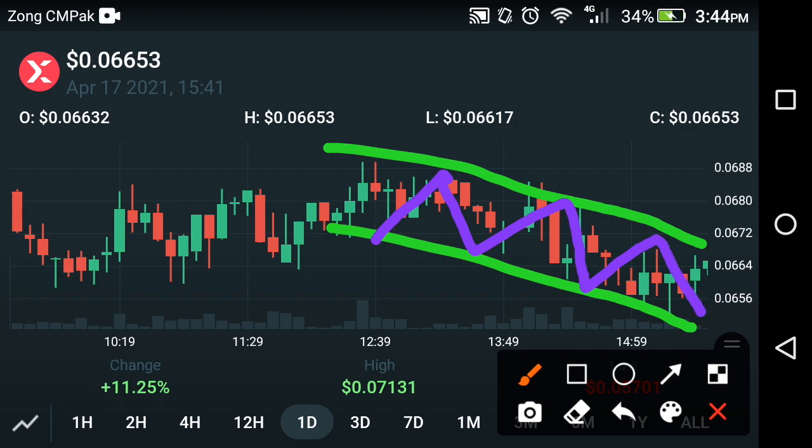But if you look at the average level change in the StormX coin, the average level change in StormX is negative, because it moves downward. As you can see, the downtrend of StormX starts now from this time frame.